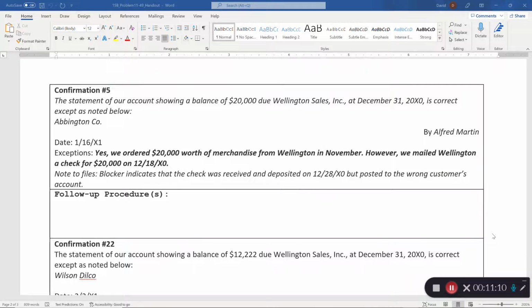Okay, so here's the handout. If you look at the first one, this is the response that our client's customer has sent back to us as the auditor. They're saying the statement of our account showing a balance of $20,000 due is correct, except as noted.